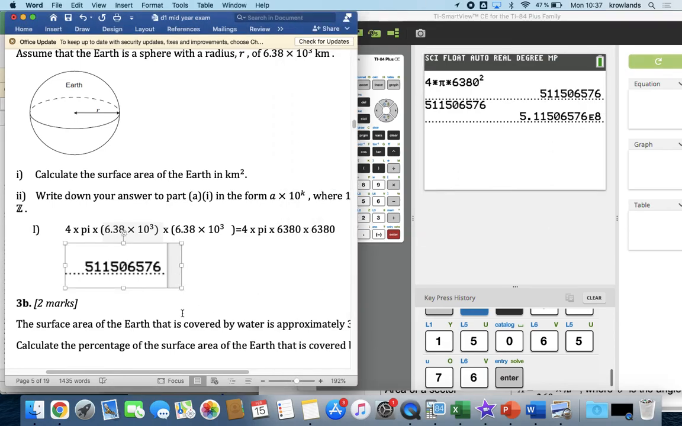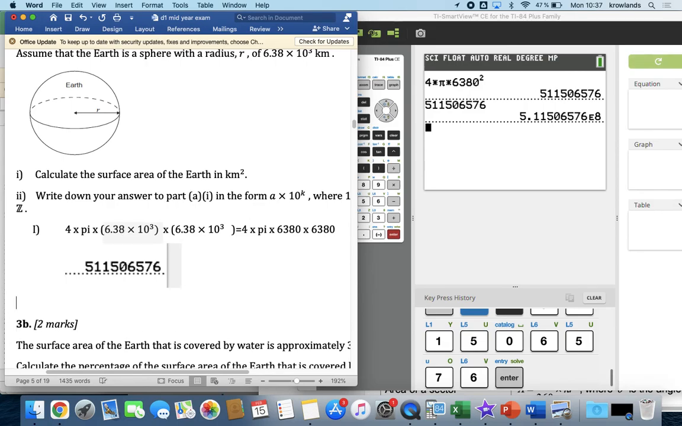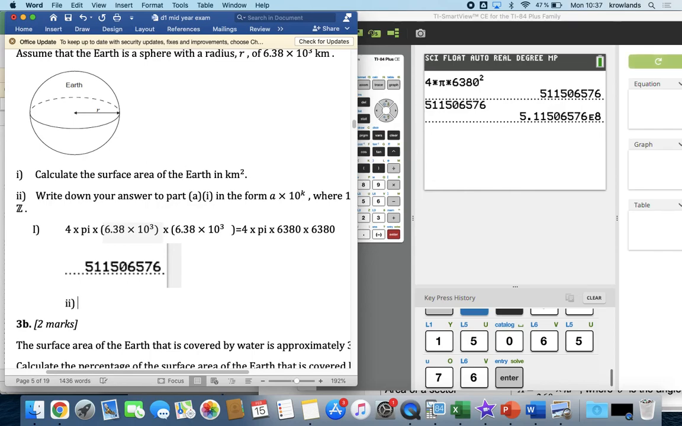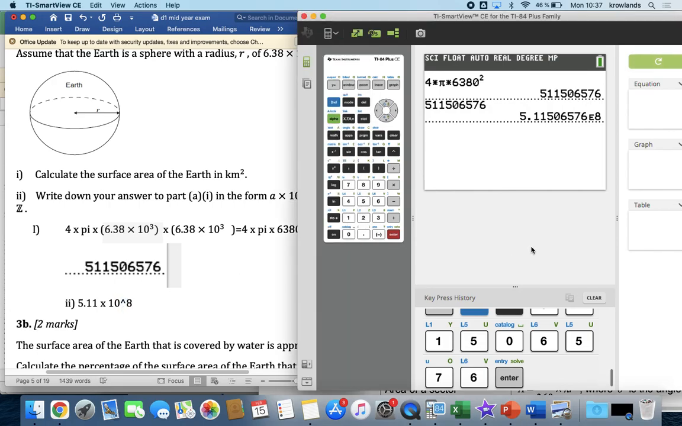So for part 2, you would write it as follows. 5.11 times 10 to the power of 8. Obviously, in your actual exam, you'd write this as a power, not using an arrow up.